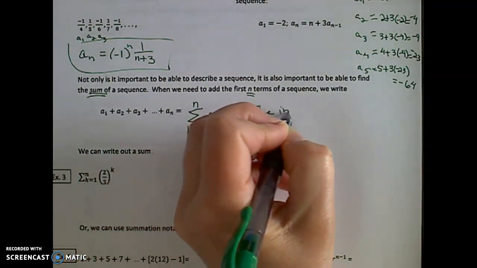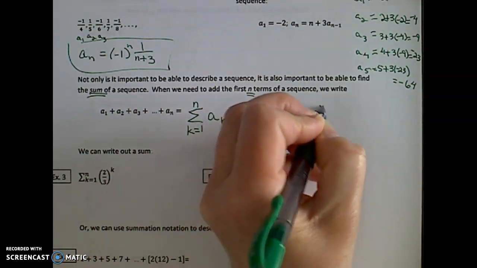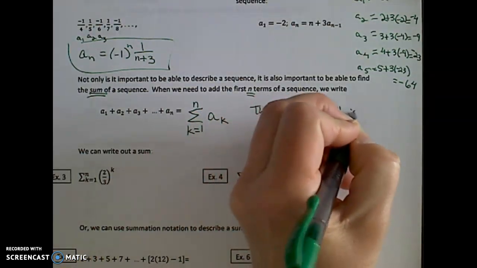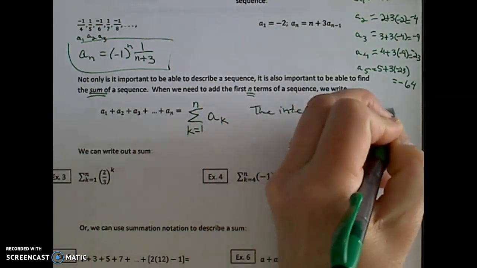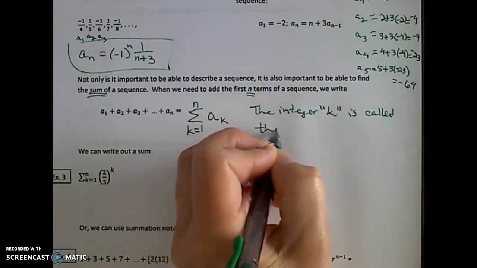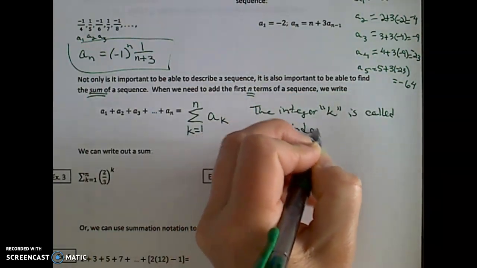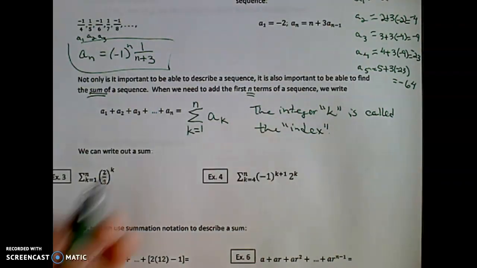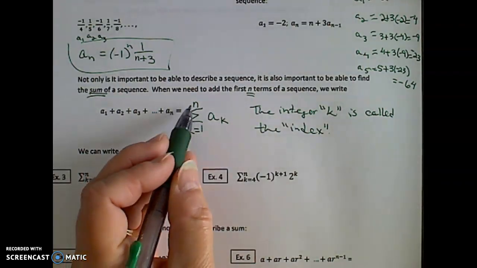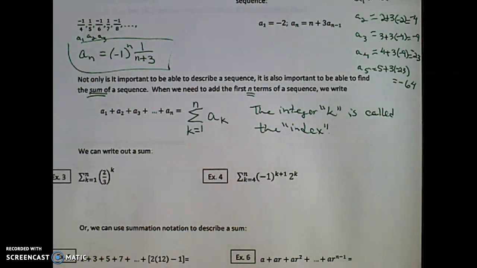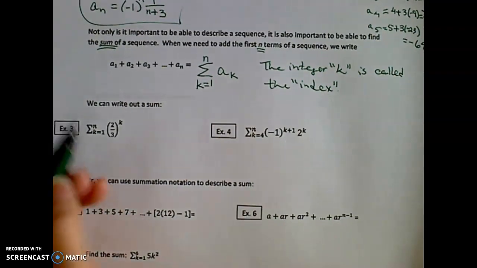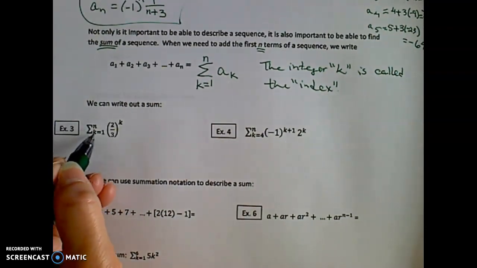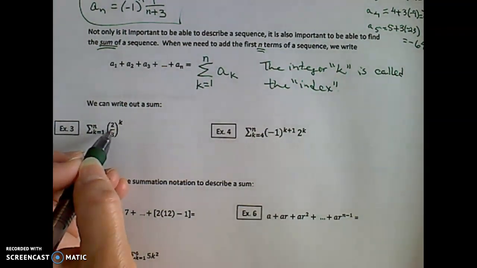The integer k is called the index of that sum, and the index, that k value, tells you where to start your sum and tells you where to end your sum. For example, just to expand a sum so you can see it, find the sum, counting, that's my counter, that's my index, from k equals 1 to n of this sequence.